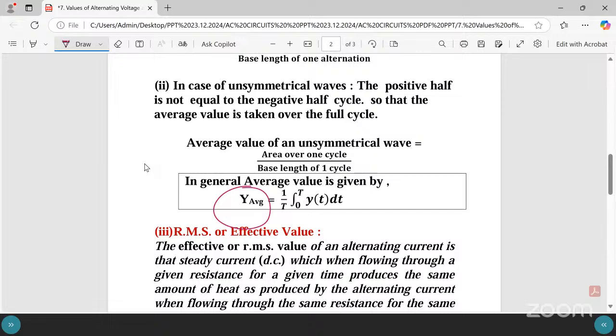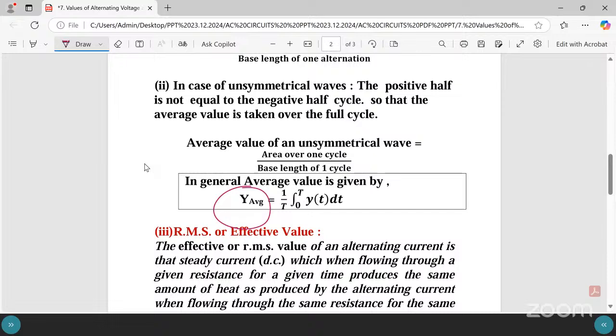What is y of t? It is the equation. What is the equation? V is equal to Vm sin omega t. If it is the current, what is the equation? I is equal to Im sin theta or omega t. Y of t is the equation for any waveform.